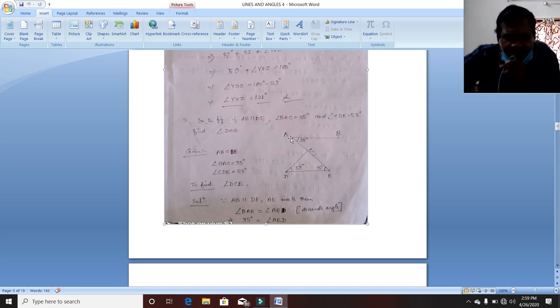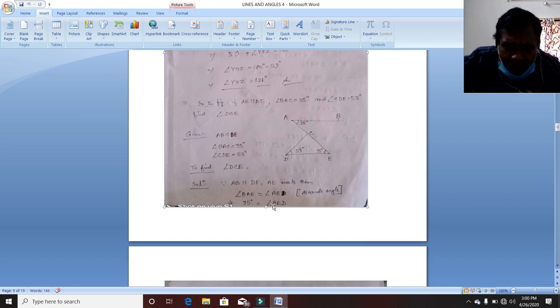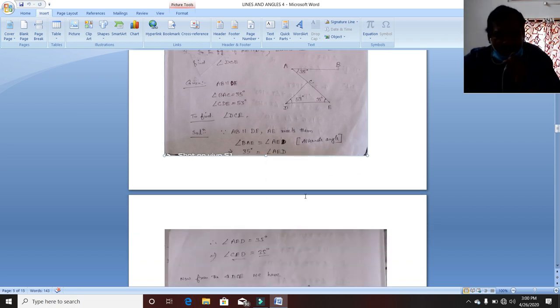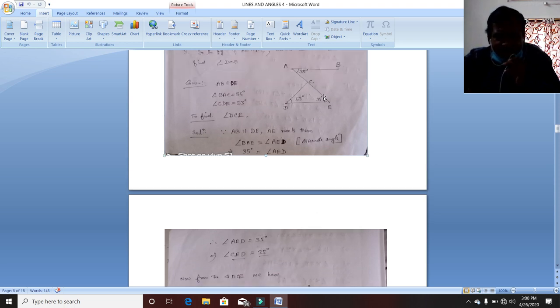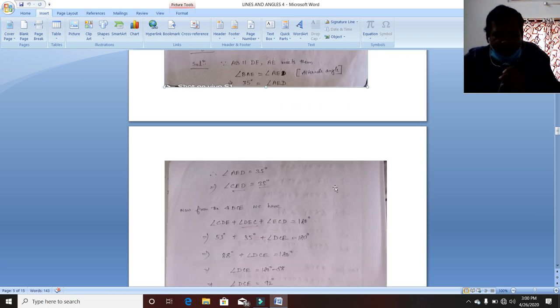Now you see, AB is parallel to CD. AE meets them. So this angle and this angle are what? Equal. What are these angles? Alternate angles. BAE is equal to what? AED, yes or no? So what is this value? AED is equal to 35 degrees. So I got the value of AED equal to 35 degrees. Now C is a point on the line AE. So angle CED will be equal to what? 35 degrees. So I have written CED equal to 35 degrees.